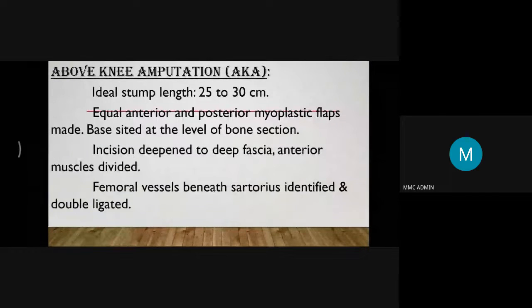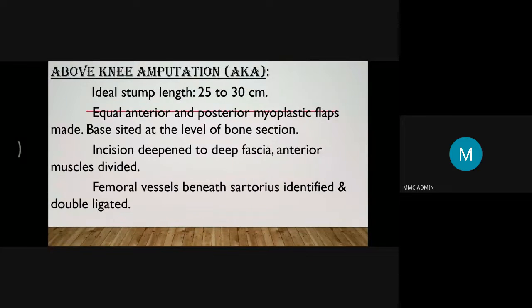The next one coming down from the hip is above knee amputation. For above knee amputation, the ideal stump length should be measured from the greater trochanter. From there, you should leave a stump length of 25 to 30 centimeters. Why it is called the ideal stump length is because two things are considered. The very important thing is regarding the prosthesis.